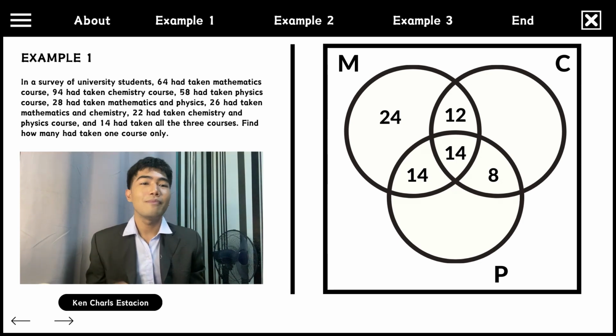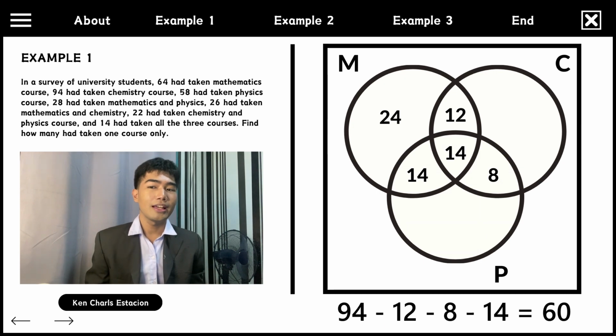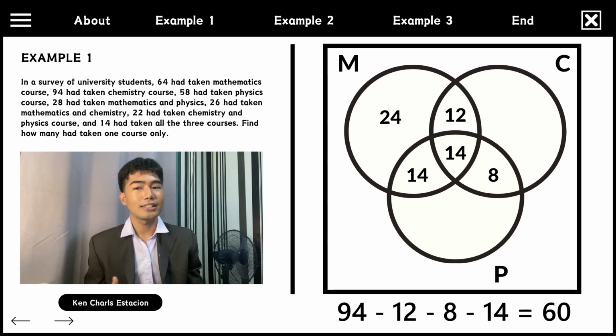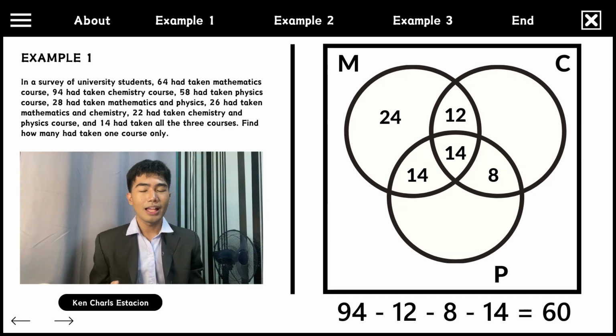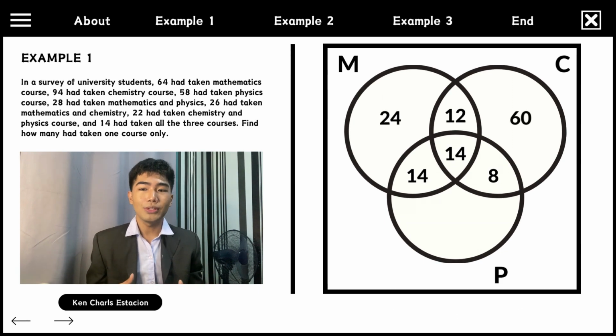For chemistry, we have 94 students, 12 for both mathematics and chemistry, 8 for chemistry and physics, and 14 for all of them. Subtract them all together and we get 60, which is the number of students taking the chemistry course only.